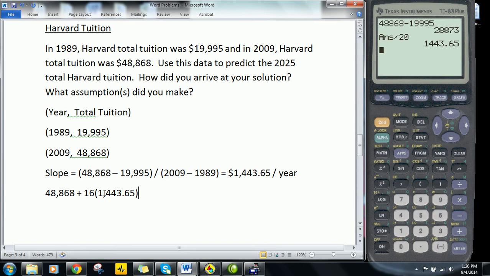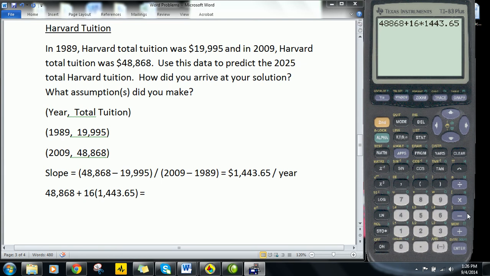1,443.65s, right? Again, this being my slope, rate of tuition increase per year. There are 16 years that I have to jump off of 2009 to get the 2025. And I don't know what that is. I'll use my calculator. 48868 plus 16 years times the slope per year, the rate of increase per year, 1443.65, enter. Whoops, sorry.